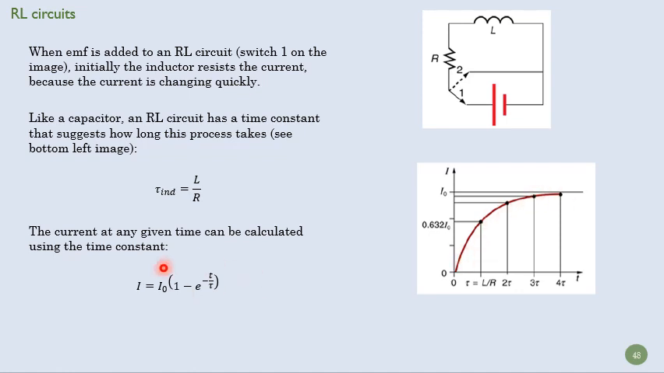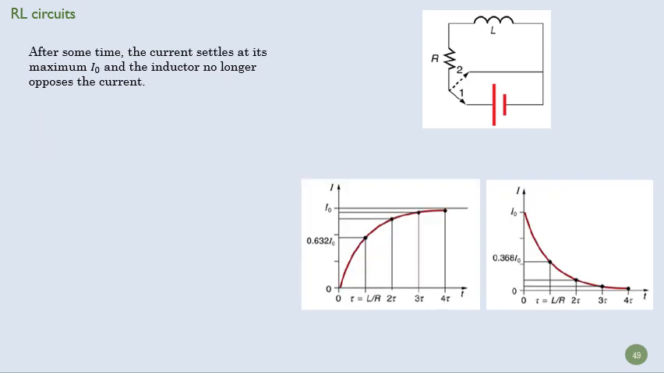It's actually this equation. So when t is 0, e to the 0 is 1, and our current is 0. As time gets bigger and bigger, this exponent gets larger in the negative direction, which means this value gets closer and closer to 0. And so you get this curve that moves from 0 to I naught. After some time after you turn it on, the current is going to settle, right? And be at I naught, and the inductor is no longer opposing the circuit or the current.